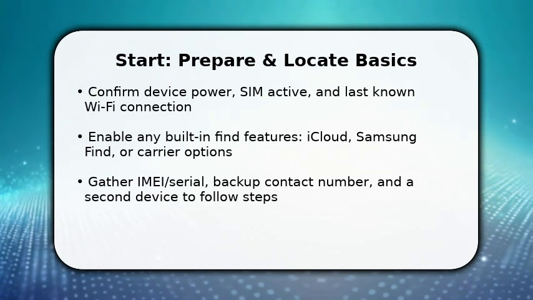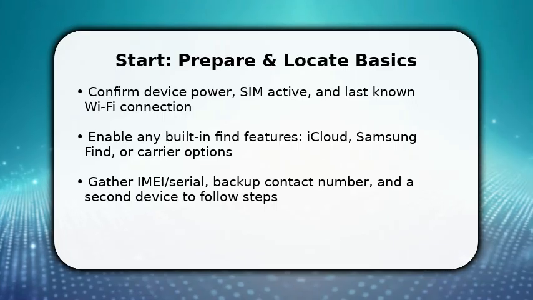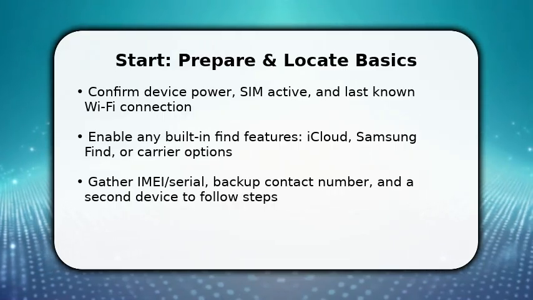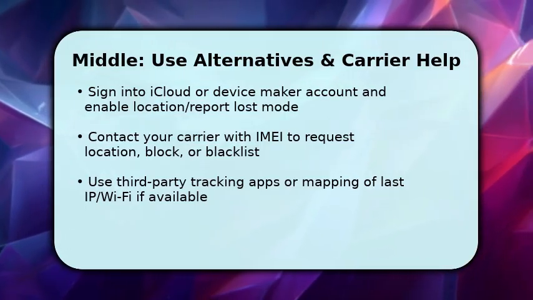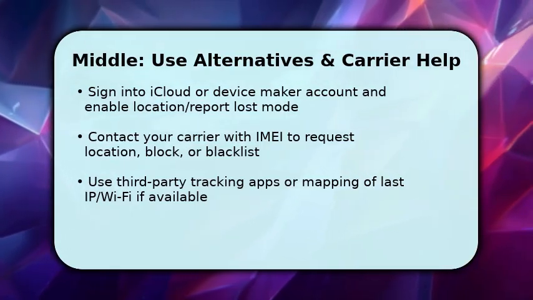Now sign into the non-Google account tied to the device, iCloud, Samsung, or your OEM portal, and activate location or lost mode. This can lock the device and display a contact message.